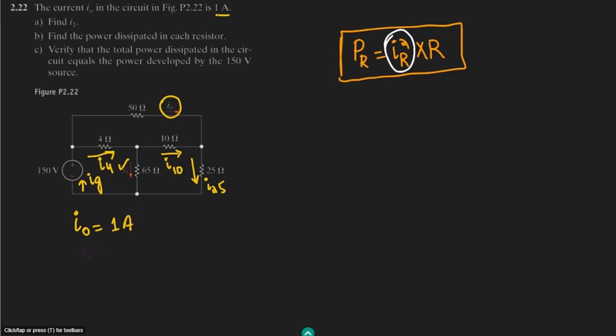And what other currents do we want to find out? According to part A, I want to find out I1. Similarly here I4, similarly IG, which is here, and similarly I10. These are the currents we want to find out, and this last one, that is I25. So let us start and let me find them out.